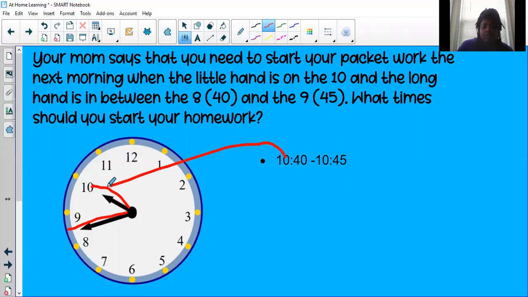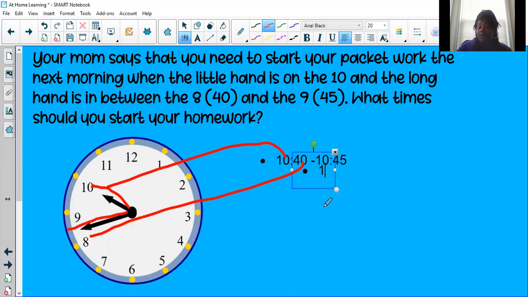This 10 goes right there. This 40 goes right there. And same for the other one. So we're looking at numbers. We're looking at the time between 10:40 and 10:45. So all we would have to do is count by ones until we get to 10:45. We count from 10:40 to 10:45.